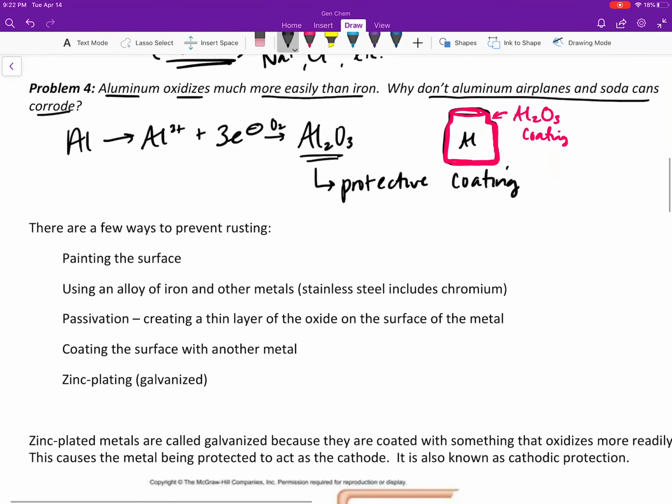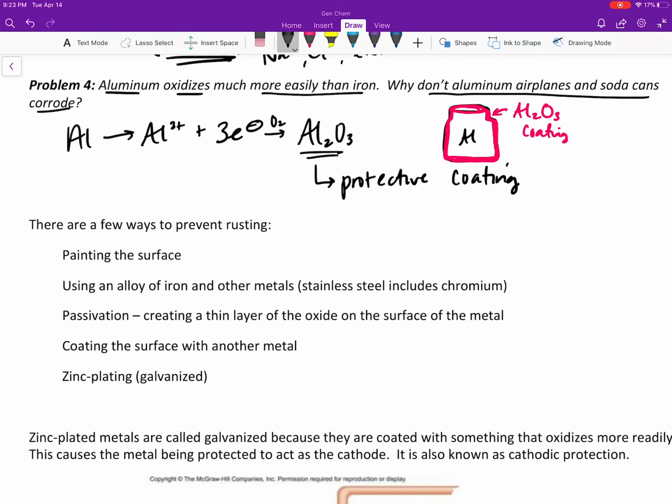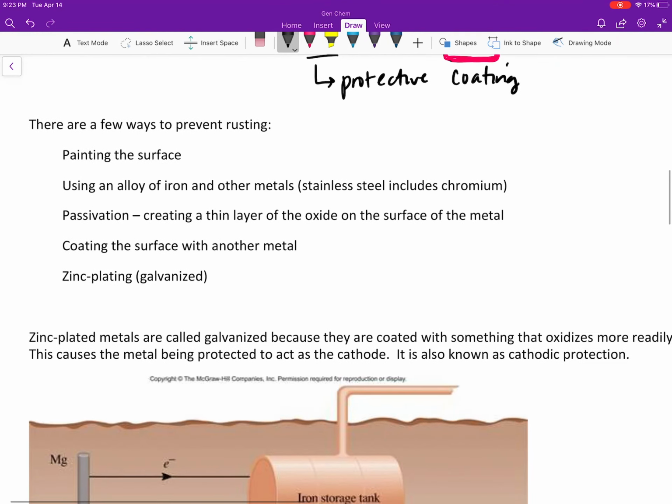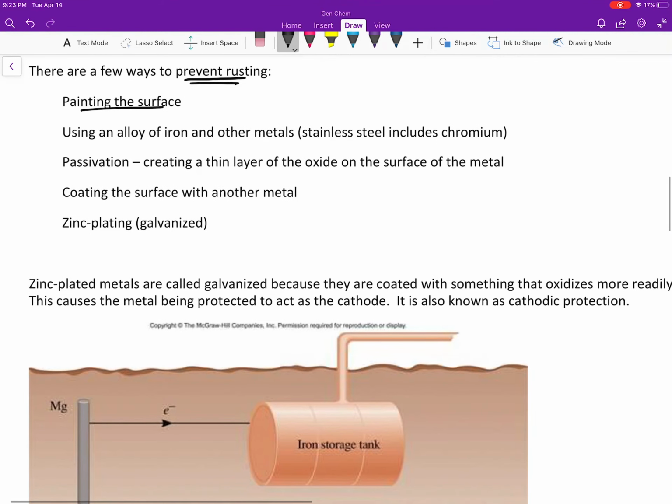Okay? And the thing is that the aluminum oxide is a very strong coating, whereas when iron's exposed to oxygen, it rusts and just basically corrodes away into a powder. So it's not a very good preventative measure. The ways in which we try to prevent rusting is to paint the surface, so cars, bikes, things like that. Use an alloy of iron and something else. So stainless steel includes chromium.